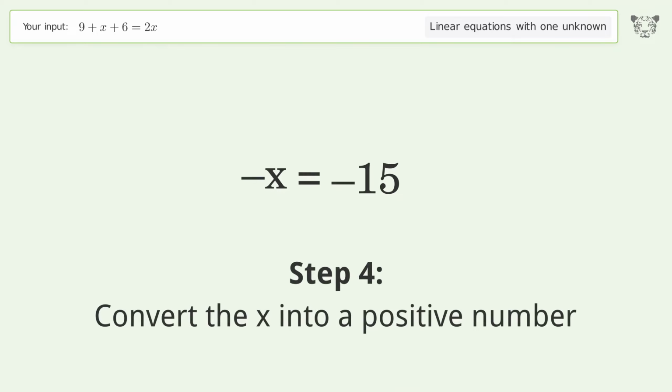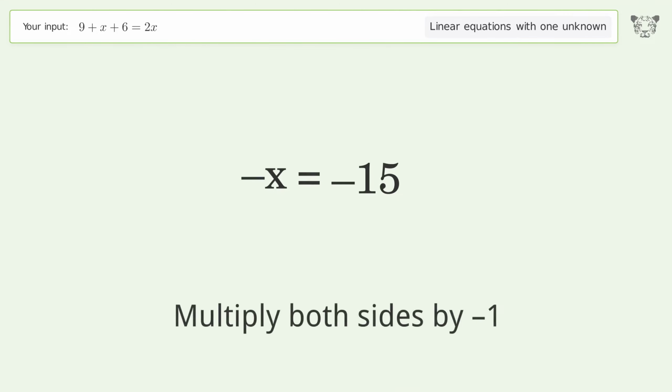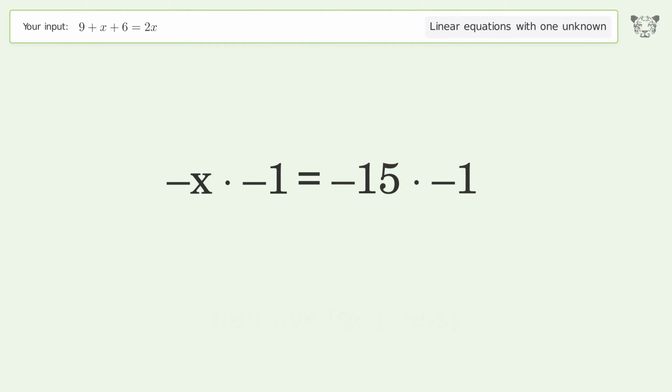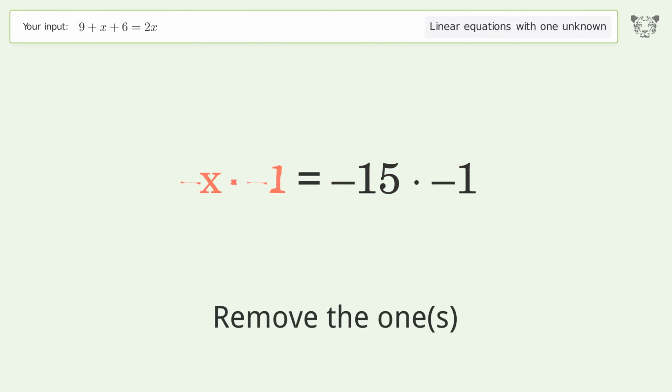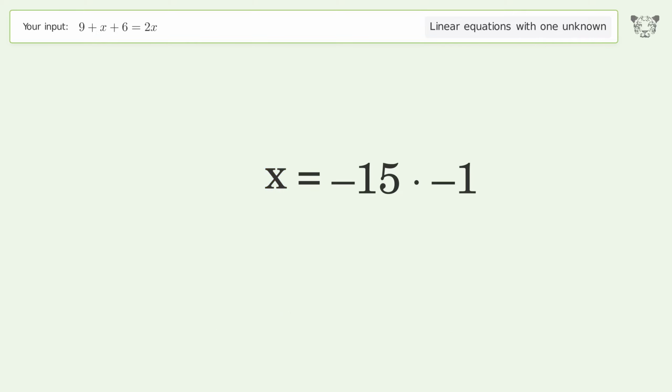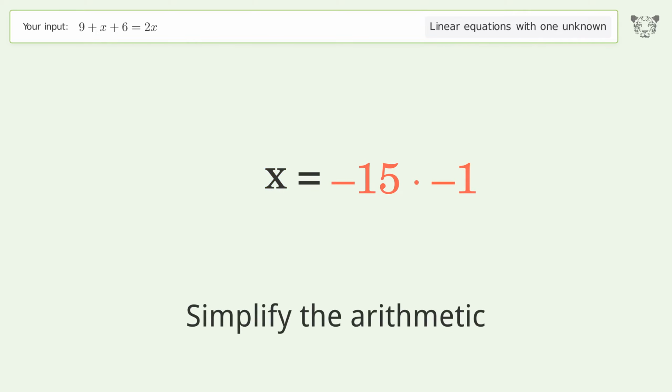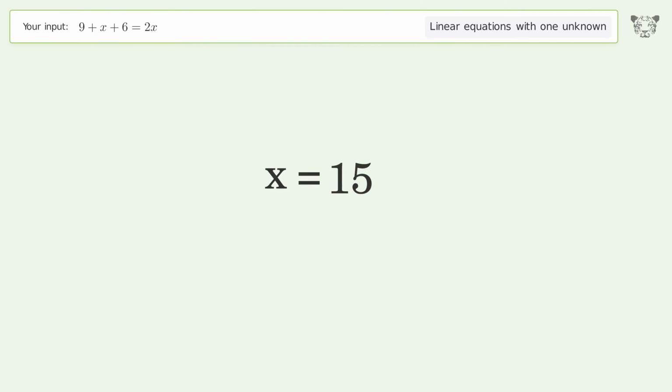Convert the x into a positive number. Multiply both sides by -1. Remove the ones. Simplify the arithmetic. And so the final result is x equals 15.